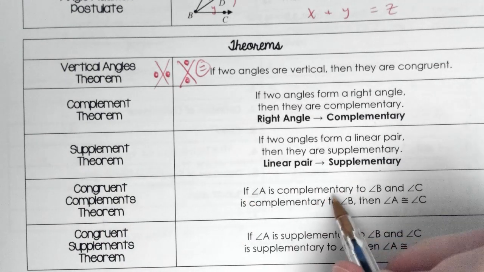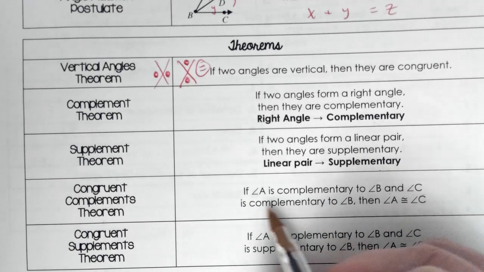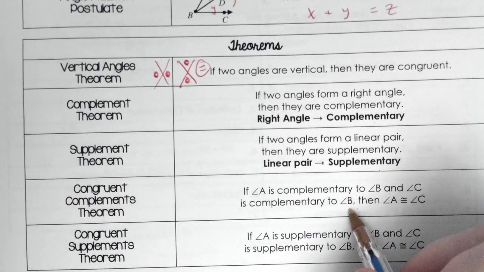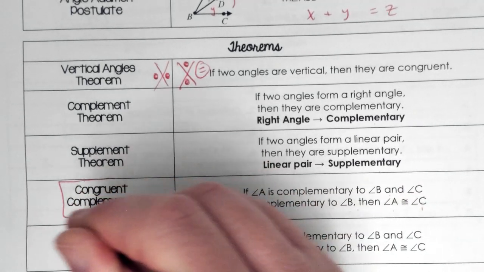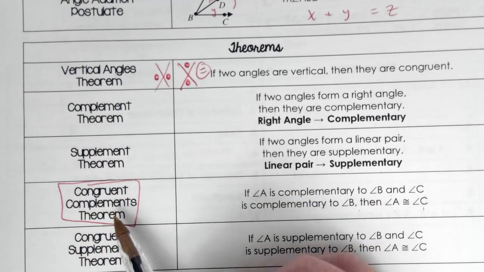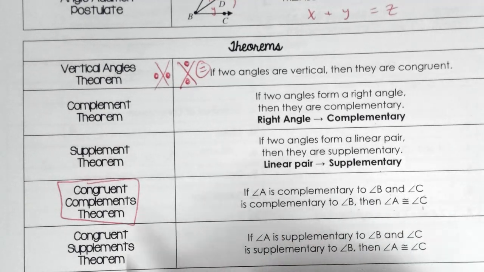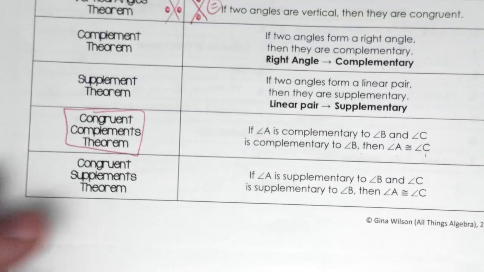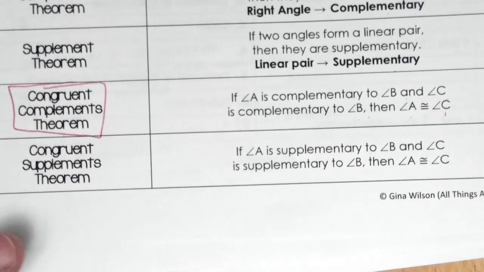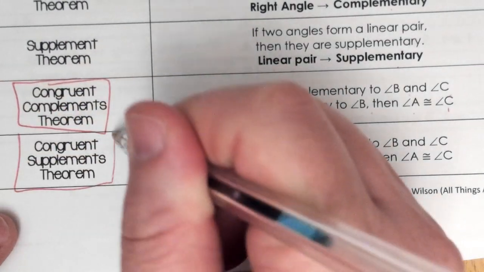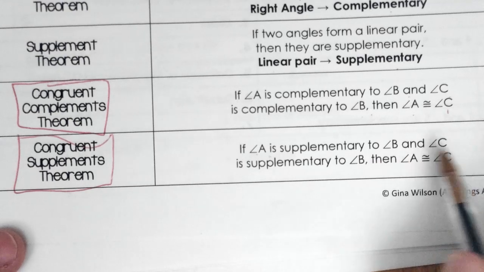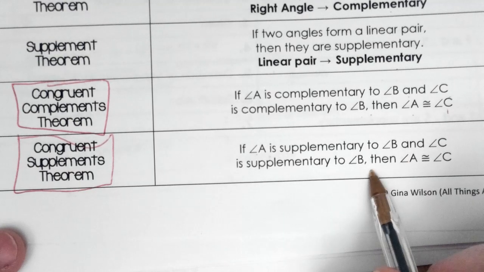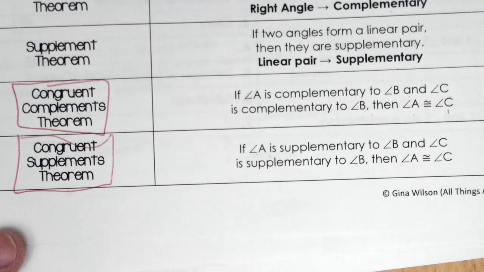Congruent complement theorem. So if A is complementary to B and C is complementary to B, then A is equal to C. All right, congruent complements theorem. So that's cutting out the middleman. That's not used often, but it still exists. And then same thing here. If A is supplementary to B and C is supplementary to B, then A equals C.